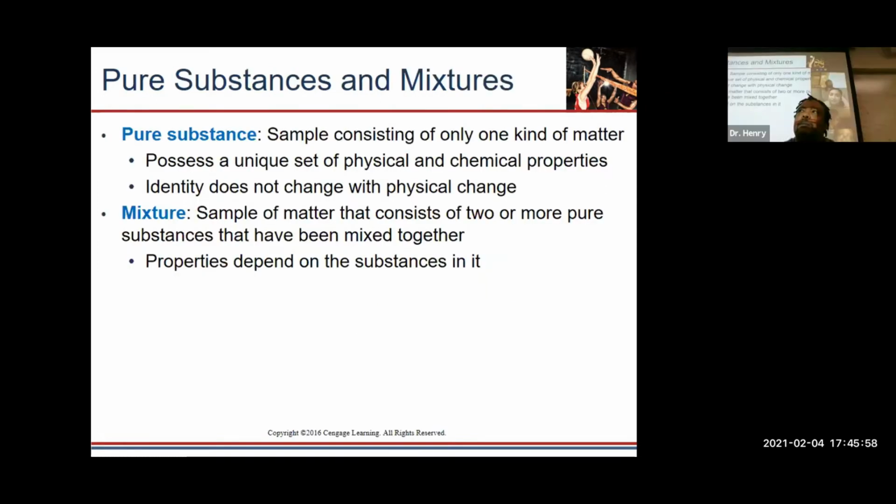Okay, so let's talk about pure substances and mixtures. Something that is considered to be pure means that there's only one of that type in it. Like for instance, we could have pure sugar, right? So sucrose, if it's all sucrose, then it's pure. We could have elements that are pure, like sodium metal, pure sodium.